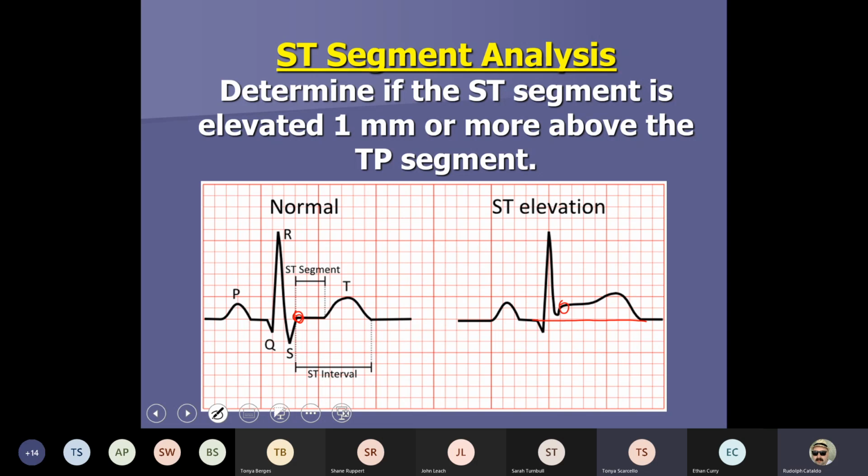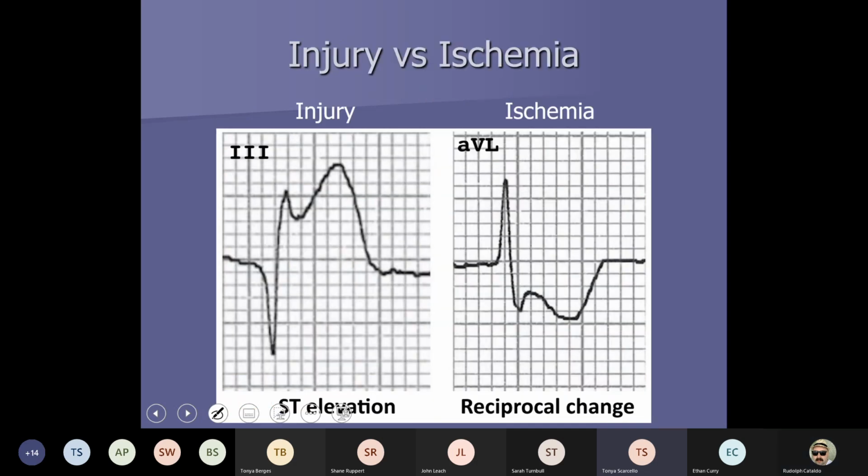Okay, moving on. Anytime we see elevation above baseline, just like this, I want you to think injury. We're past the ischemia stage at that point, okay? Anytime you see depression, I want you to think ischemia. Injury for elevation, ischemia for depression.